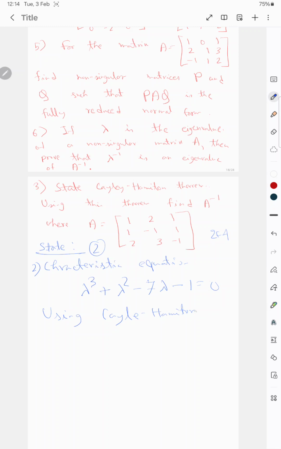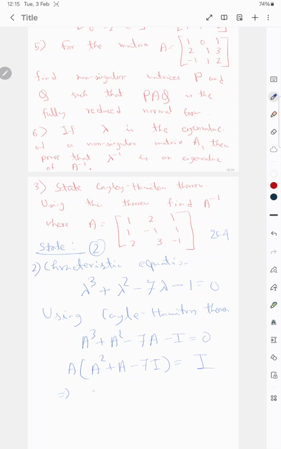Hamilton theorem. So you have A cube plus A square minus 7A minus I, don't write 1 here. So after that what you will do, you take A common from the first three. So what you have, A square plus A minus 7I, and this you can write as I here.